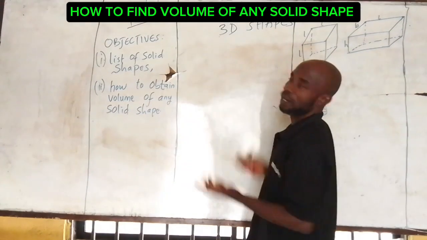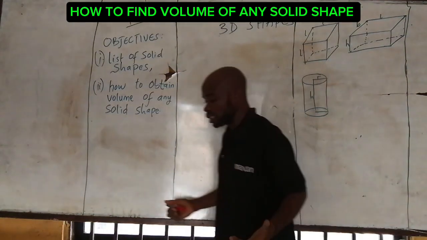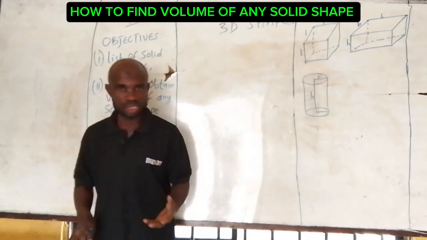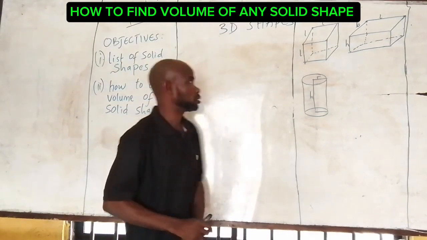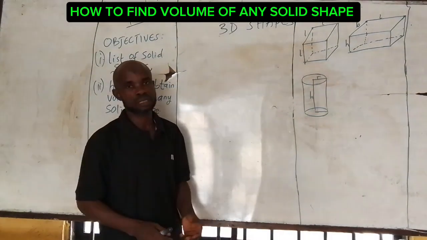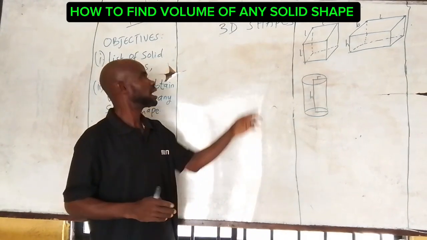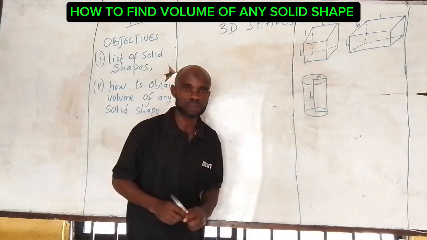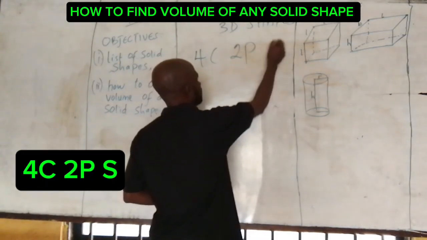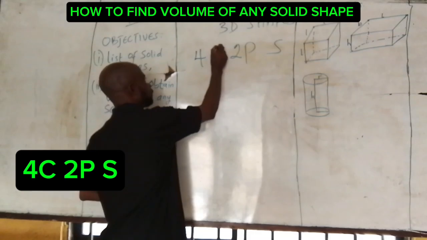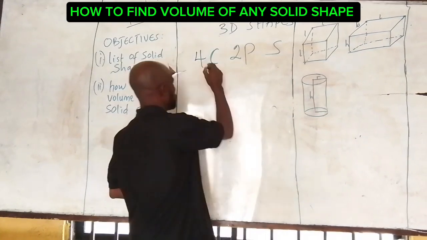Solid shapes, they have volumes, but we have to know what a solid shape is. Solid shapes are also called 3D shapes. The D there stands for dimensional, so three-dimensional shapes. These are the acronyms you can use to remember the members of the solid shapes: 4C, 2P, then S. What are the 4Cs to remember the members of the solid shapes?